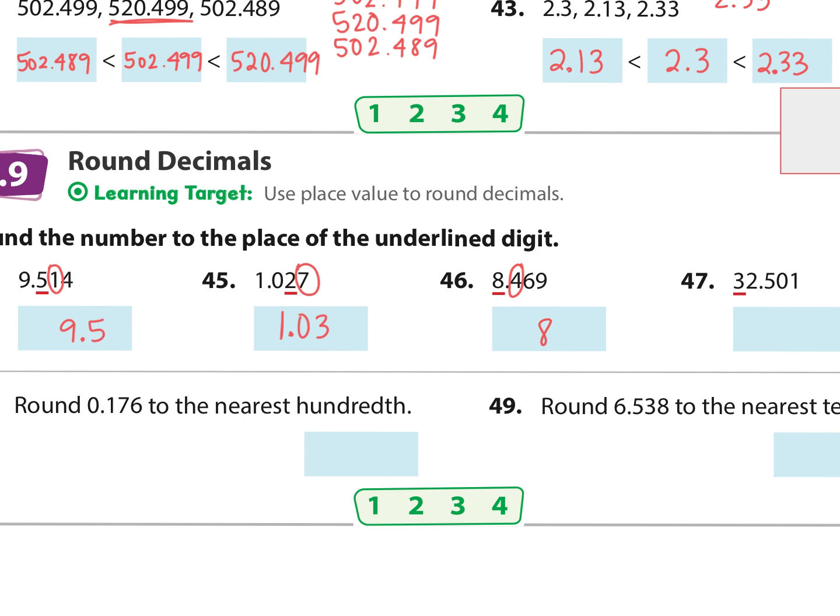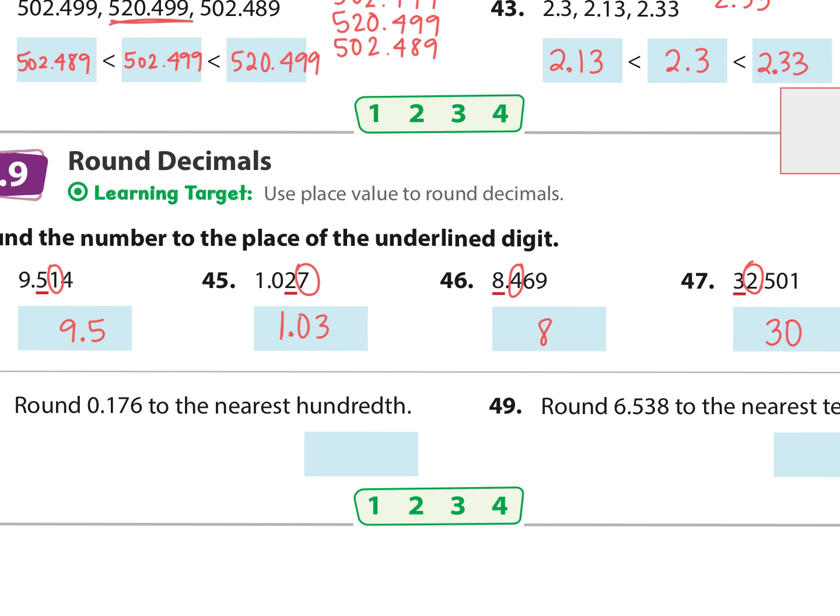Number 47, I'm rounding the 3 in the tens place, which means I'm using the 2 in the ones place as my judge. So would the 3 stay the same or would it go up to 4? It's going to stay the same. Now, because 2 is in the ones place, I have to make sure I include that 0 in the ones place because it's a whole number.